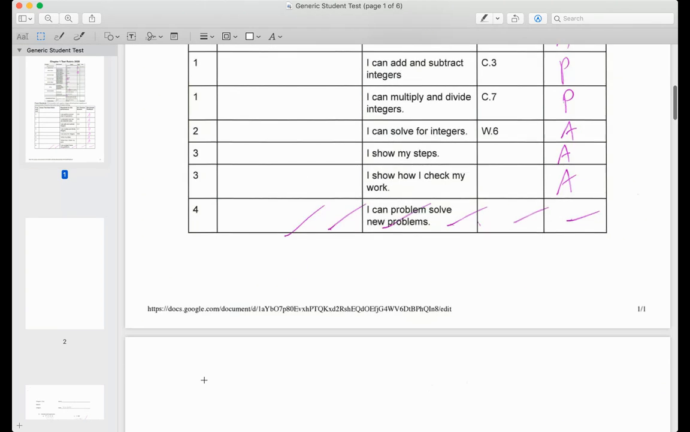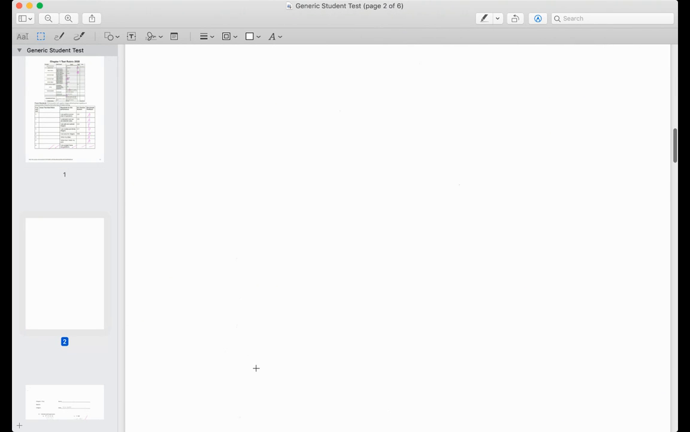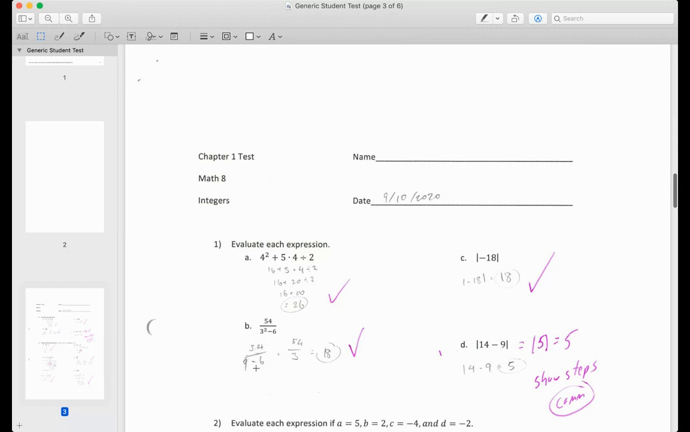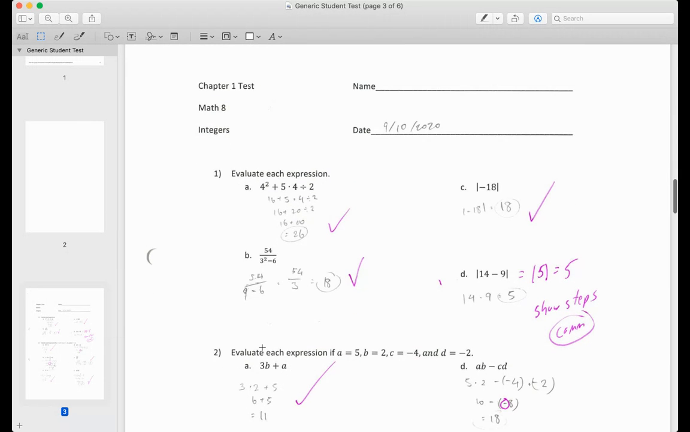Okay, moving on to the test. There's an extra page on there. You can delete it if you want. We're going to skip on to the test. That was just the backside of the rubric when I copied it.